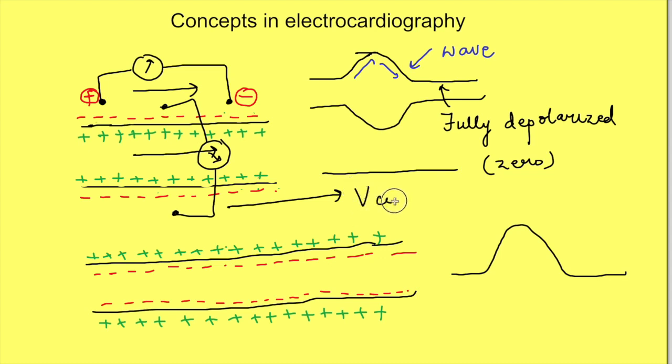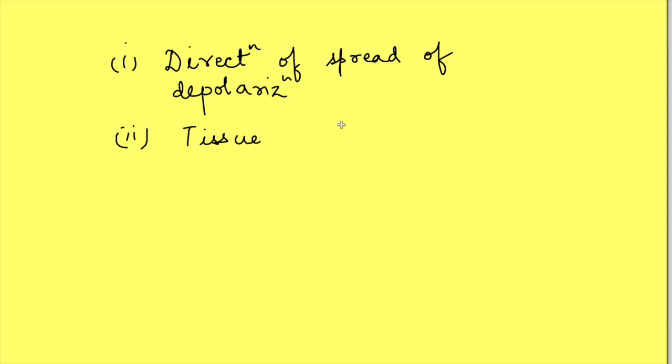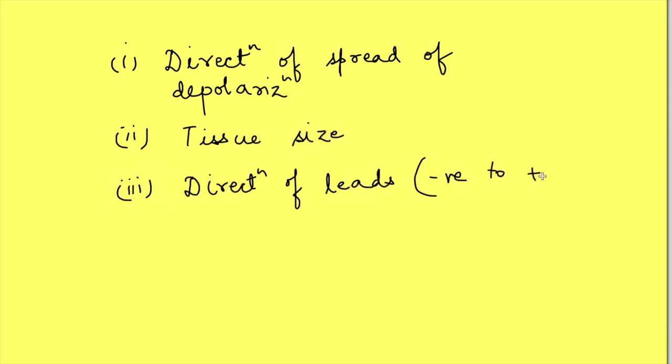So V cos 90 degrees. V is the voltage in the direction of depolarization, cos 90 degrees. So V into 0 is equal to 0. So when the lead is 90 degrees to the spread of depolarization, it will record a 0 potential. In summary, we can say that the recorded voltage depends not only on the direction of the spread of depolarization and the tissue mass, but also on where we put the electrodes.